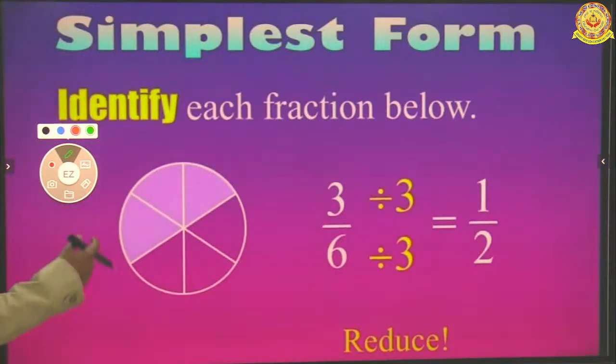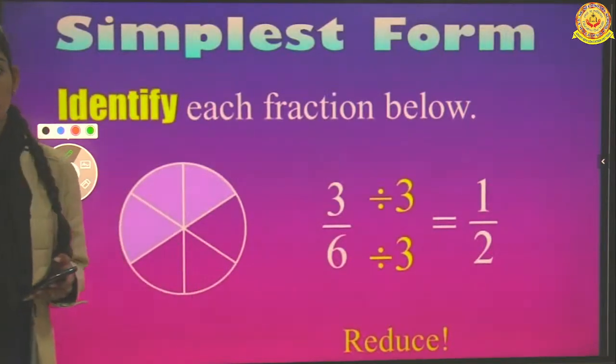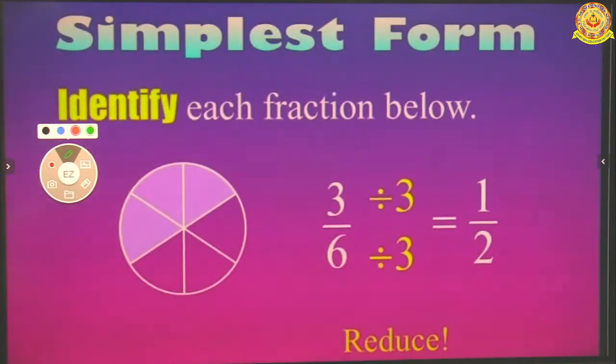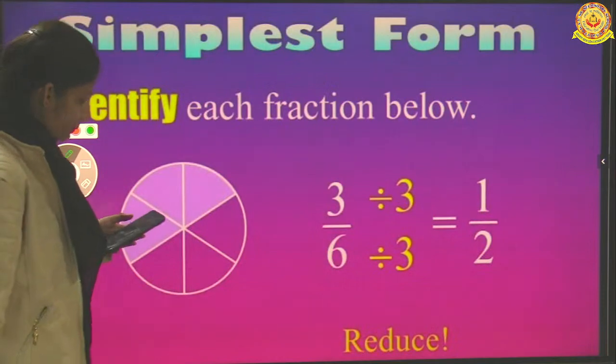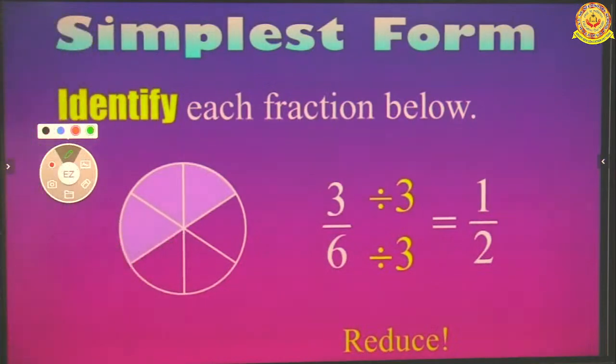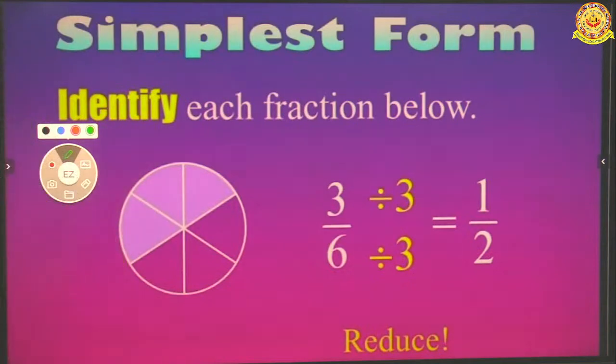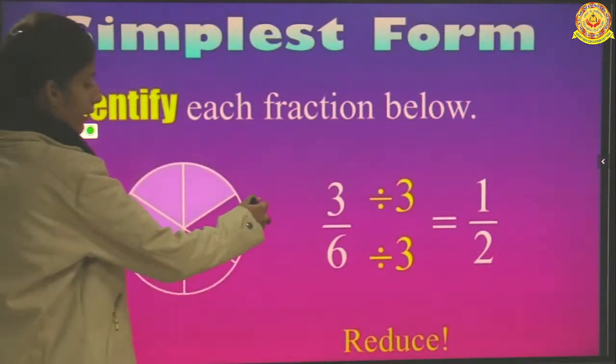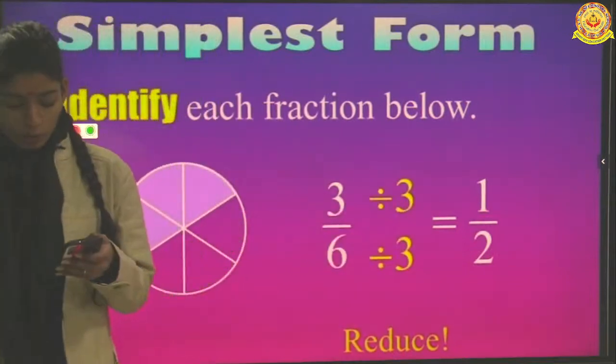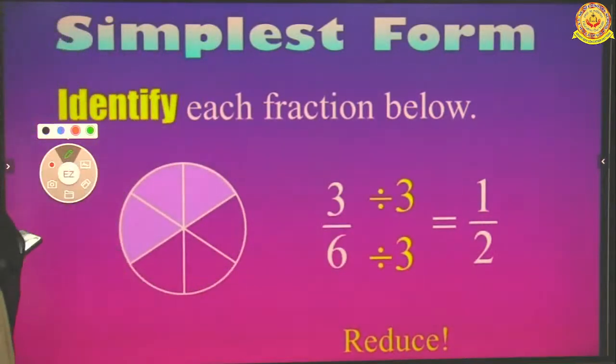Now I am saying that reduce 3 upon 6 to its simplest form. Simplest form means you have to take it to a step where you will have the minimum numerator and minimum denominator, which you cannot convert further. So 3 upon 6, both the numbers have a common factor. A common factor you have to find out. 3 comes from the table of 3 and 6 also comes from the table of 3. So both of these numbers have one common factor, that is 3. On dividing 3 by 3 you will get 1, and on dividing 6 by 3 you will get 2. So 1 upon 2 is the simplest form of 3 upon 6.